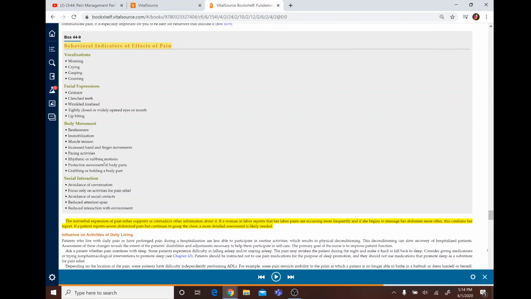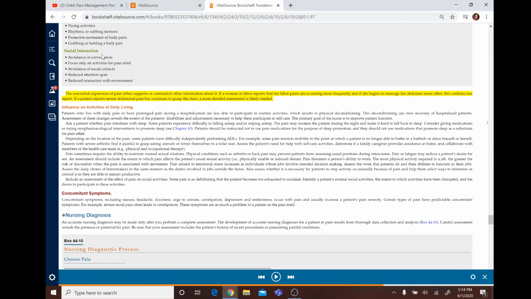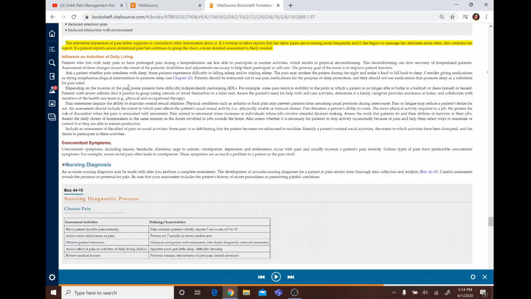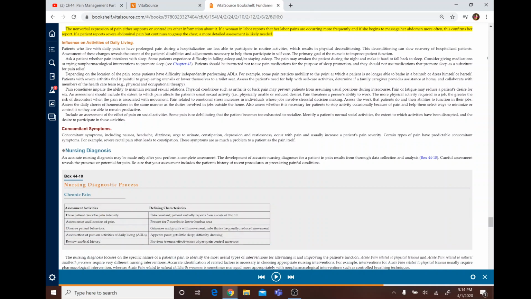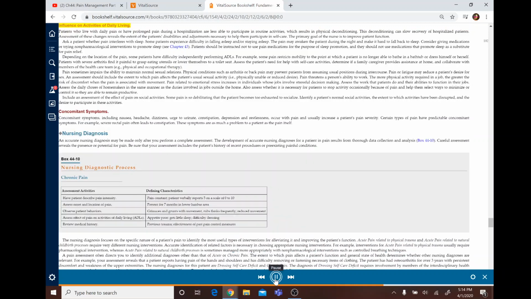And social interaction: avoidance of conversation, focus only on activities for pain relief, avoiding social contacts, reduced attention span, reduced interaction with the environment. Those are some things. The nonverbal expression of pain either supports or contradicts other information about it. If a woman in labor reports that her labor pains are occurring more frequently and she begins to massage her abdomen more often, this confirms her report. If a patient reports severe abdominal pain but continues to grasp the chest, a more detailed assessment is likely needed.